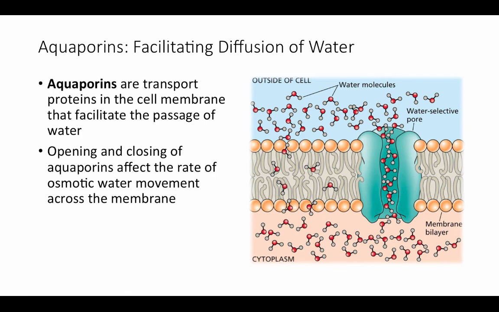So in plants, these aquaporins can be opened and closed using channel gates. And this is going to affect the rate of osmotic water movement across the membrane. So remember, the rate of flow of water across the membrane is going to be proportional to the number of open aquaporins in the cell membrane.